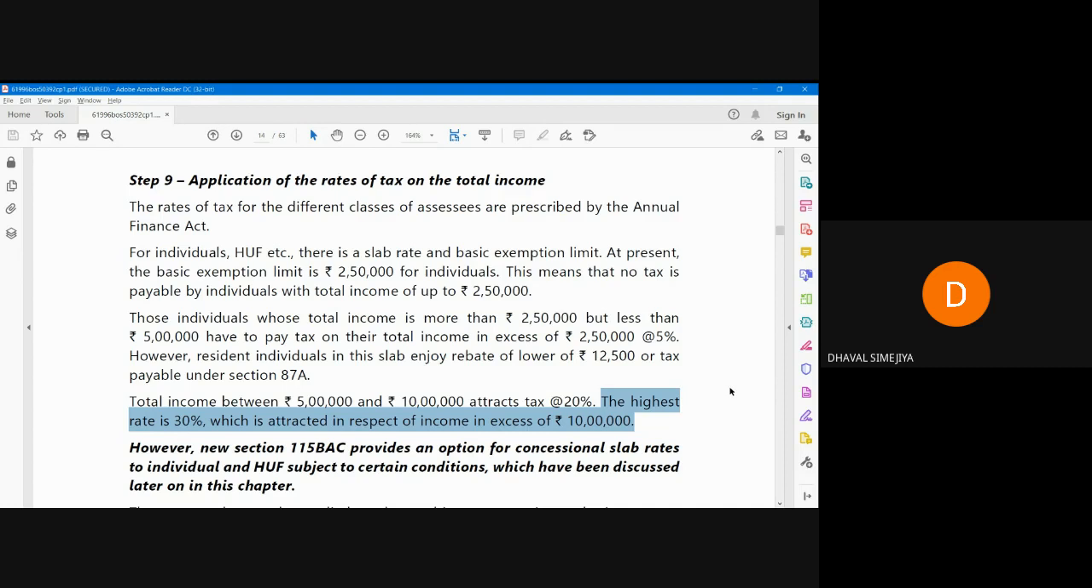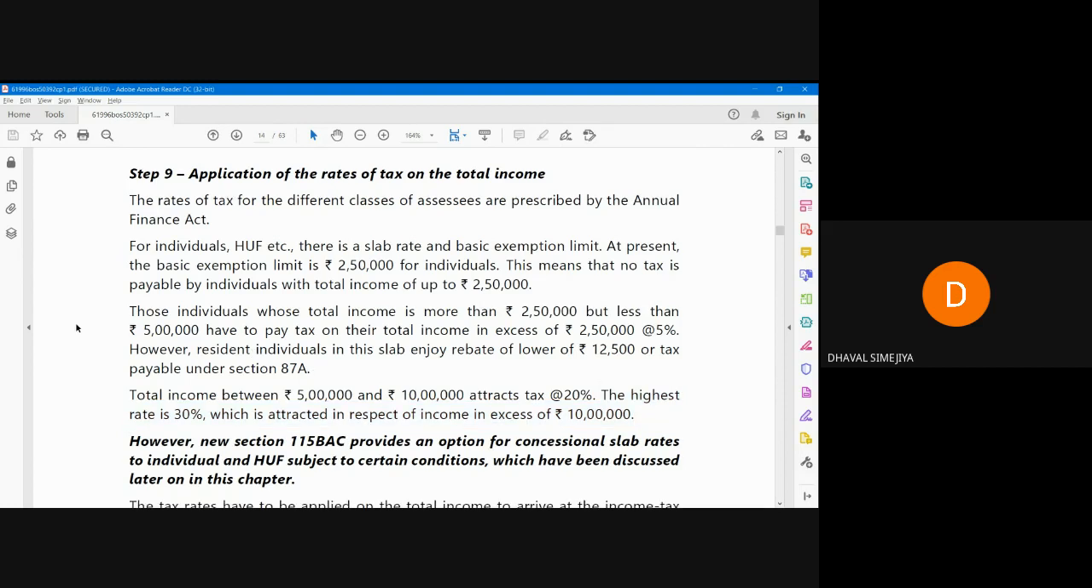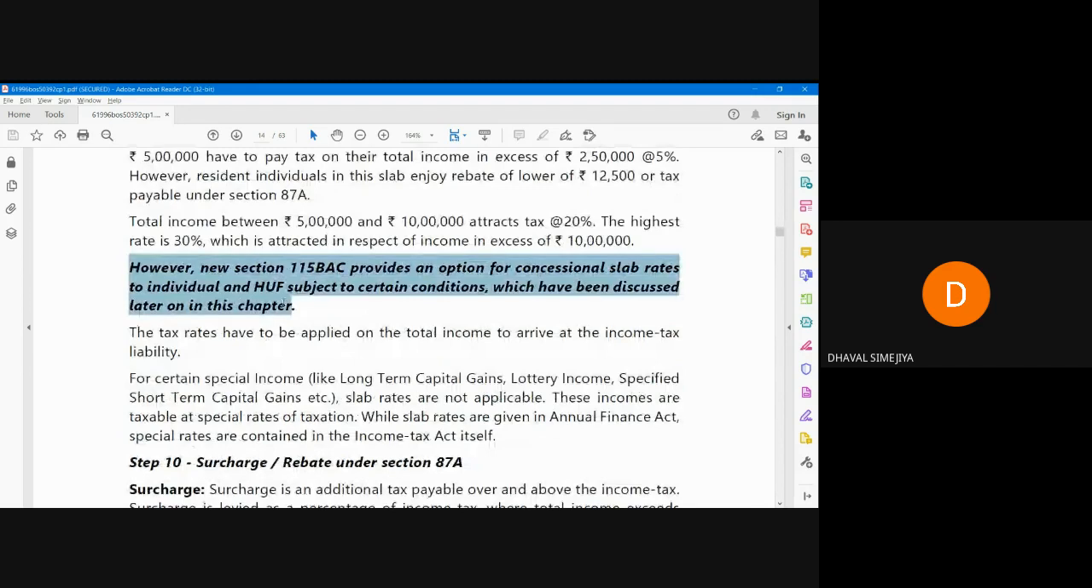Now the most important part, however, new section 115BAC provides an option for concessional slab rates to individual and HUF subject to certain conditions, which have been discussed later in this chapter. Okay, that we will discuss later.